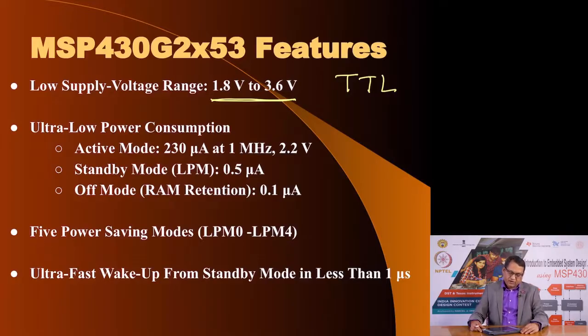The low power consumption numbers are mentioned here in the next part. In the active mode, it only consumes 0.23 milliamperes, 230 microamperes of current, and that happens when you operate it at a 1 megahertz clock and the supply voltage is 2.2 volts. If you operate it in what is called a standby mode, which is one of the low power modes that is available, it consumes a mere 0.5 microampere of current.